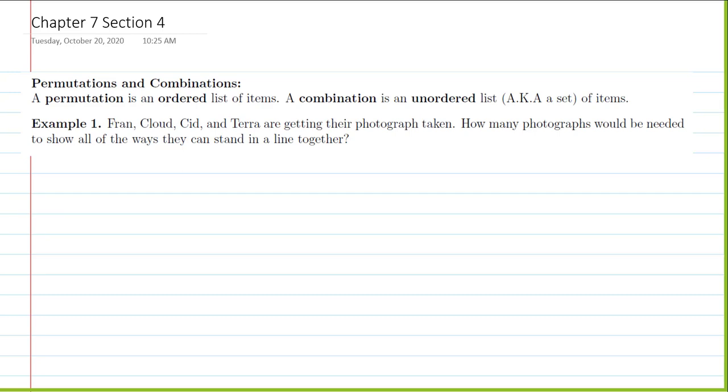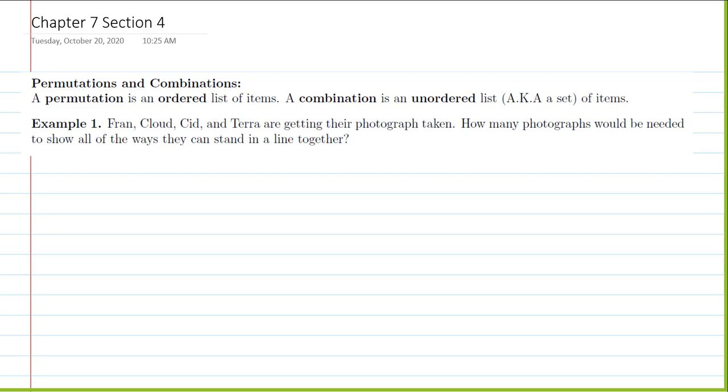So we want to talk about the difference between permutations and combinations. A permutation is an ordered list of items, whereas a combination is an unordered list. So it's not really a list at all, it's a set.